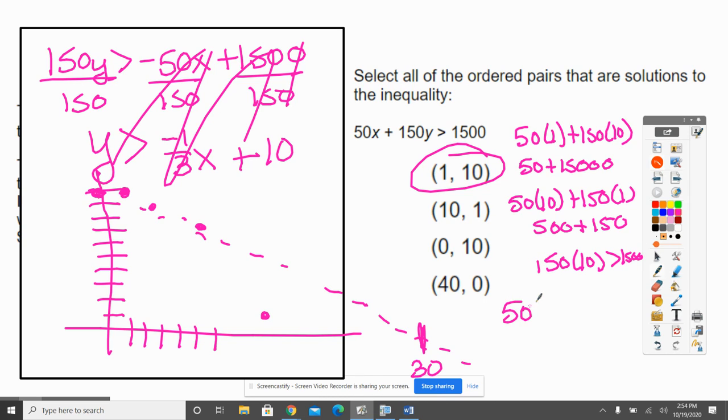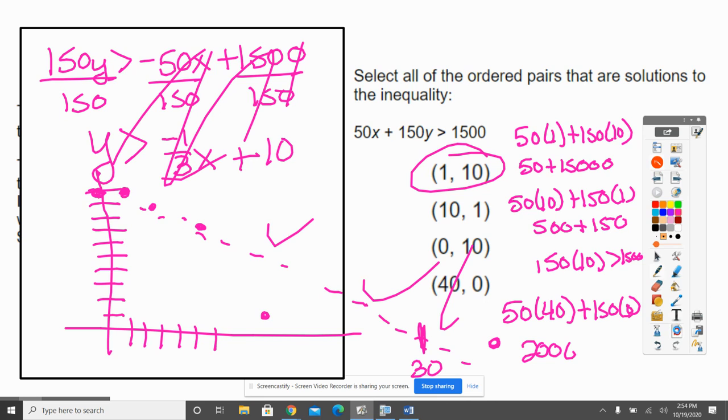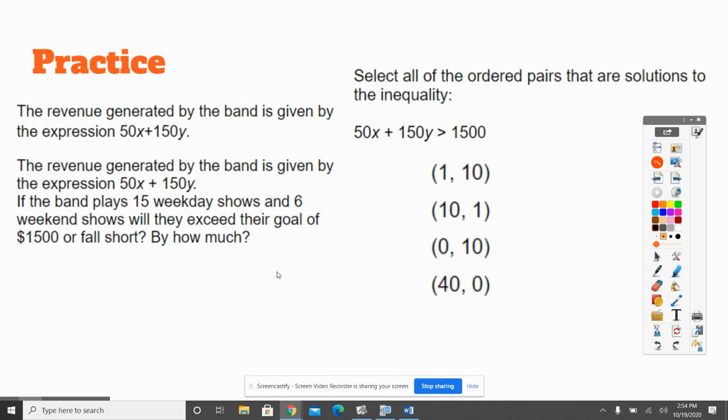And how about 50 times 40 plus 150 times 0? Well, what is 50 times 40? It's 2000, and that would be enough. And if you went over (40, 0), it would be in that shaded region where all the solution sets lie.